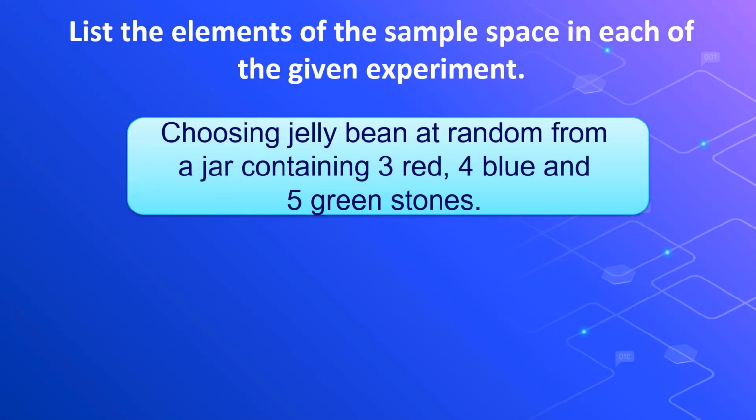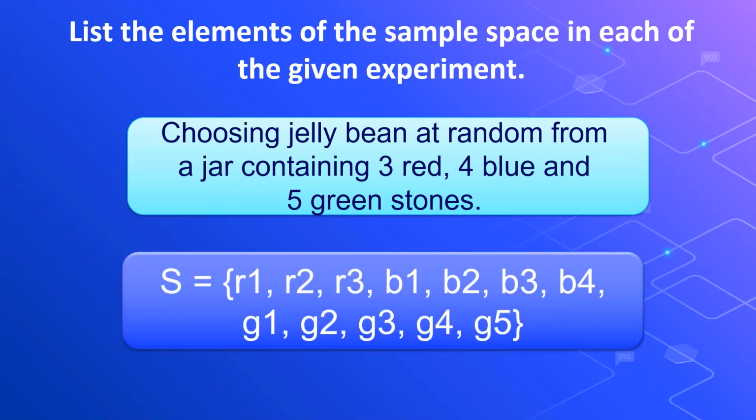Next is choosing a jelly bean at random from a jar containing 3 red, 4 blue, and 5 green stones. For the sample space, because we have three red, we have red 1, red 2, and red 3. For blue, because we have 4 blue, we have blue 1, blue 2, blue 3, and blue 4. And for green, we have 5 green, so we have green 1, green 2, green 3, green 4, and green 5.